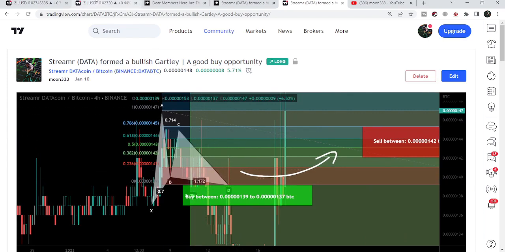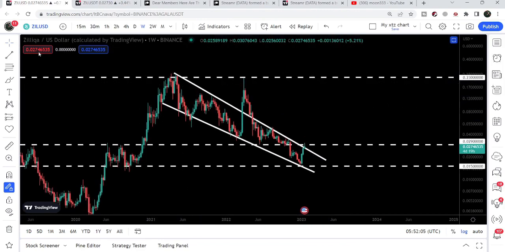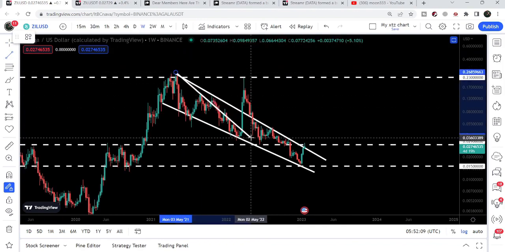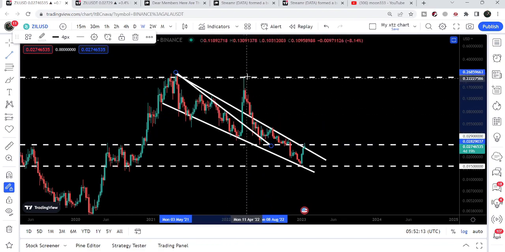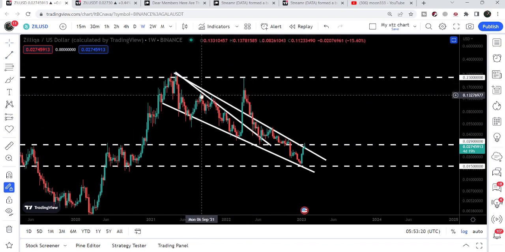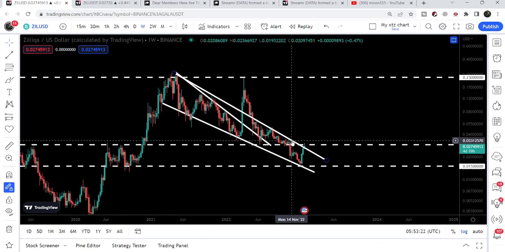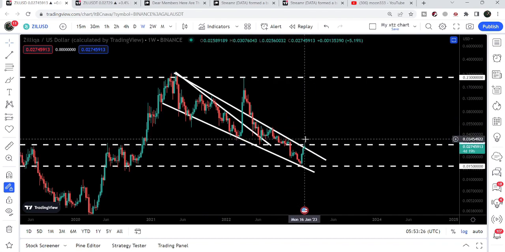Now let me take you to Zilliqa's weekly time frame chart, and here we have been following this previous falling wedge. When we broke out of the previous falling wedge, we had a nice pump and got rejected by the 23 cents resistance. After this drop, you can see that the price line is following the same resistance line. And now recently, you can see it has moved slightly above this resistance.